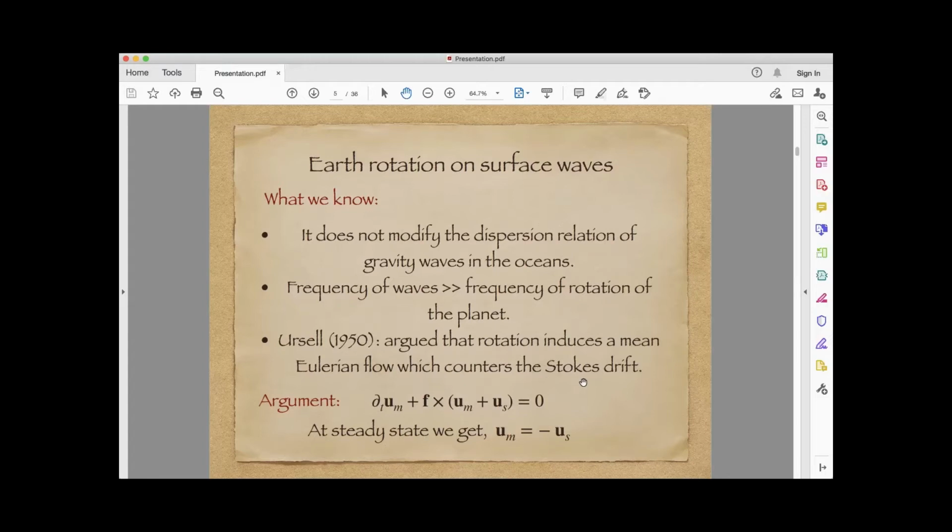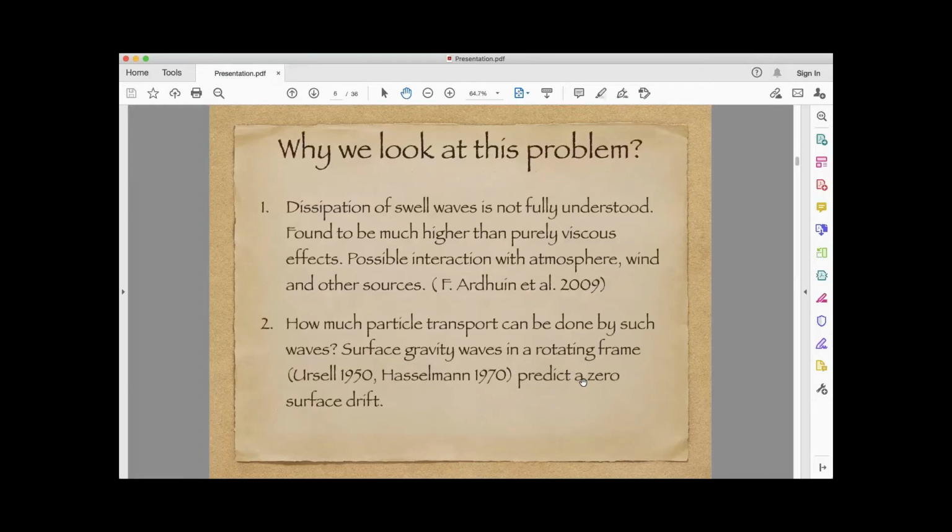So basically, to conclude, rotation does not affect the dispersion relation of gravity waves, but it does induce a mean flow which counters the Stokes drift associated with the propagating wave field. This was his argument, which seemed fine at that moment. But we actually went back to this problem and looked at it more clearly.